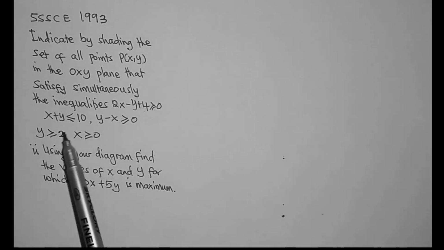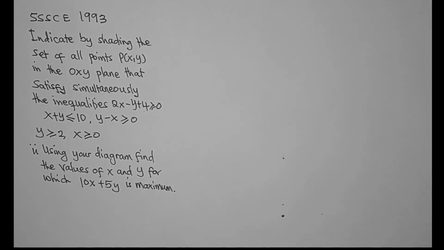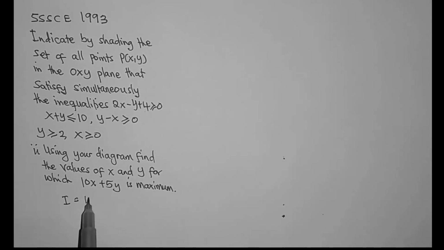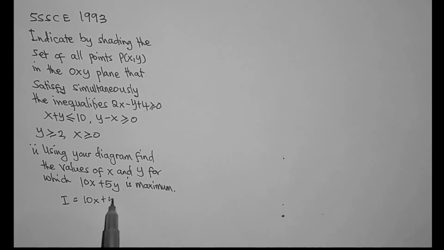So let's start with the first inequality. These inequalities are the constraints, and this is the objective function. So the objective function is I equals 10x plus 5y.